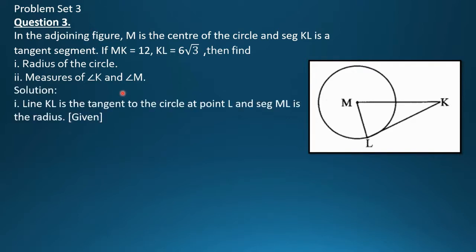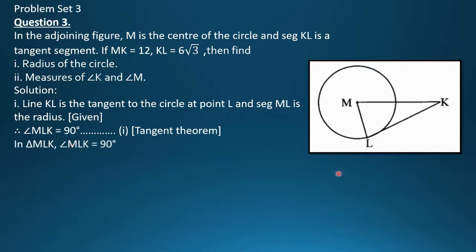Solution. Line KL is a tangent to the circle at point L, and segment ML is the radius. This is given to us. So we know by tangent theorem the radius has to be perpendicular to the tangent. Therefore angle L will be a right angle. Hence we can say that angle MLK is equal to 90 degrees.